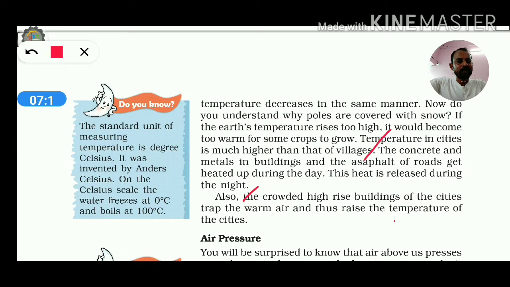So you may get the question here: what is the reason behind the increased temperature in urban areas, why not in rural areas? So you have to say this: the concrete and metals absorb heat during the day and release it up to night, and you can also write that the crowded high-rise buildings of the cities trap warm air. So when the warm air is trapped by these buildings, obviously it leads to an increase of temperature.